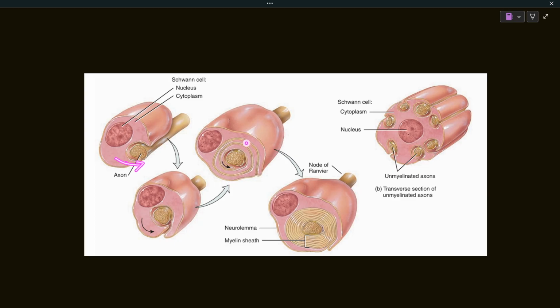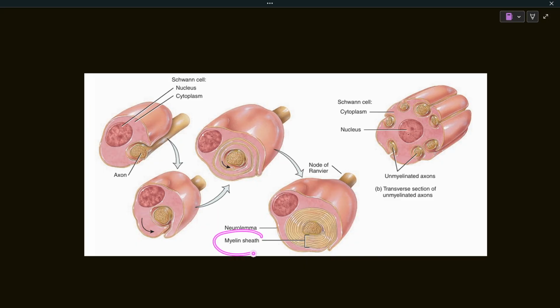And this is how it forms multiple layers. Here you can see this is step 1, this is step 2. Here you can see this portion is wrapping itself around the axon. Here you can see it is forming multiple layers. Once it forms multiple layers around that axon, that is called the myelin sheath. Okay. So the myelin sheath is nothing but the plasma membrane of the Schwann cell, which is wrapping itself around the axon.